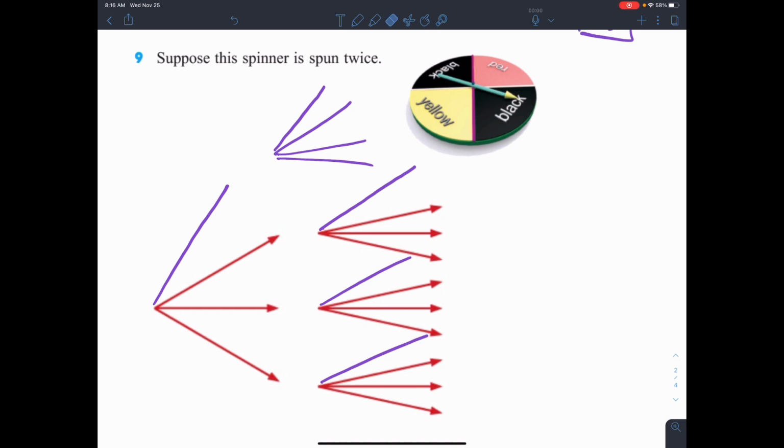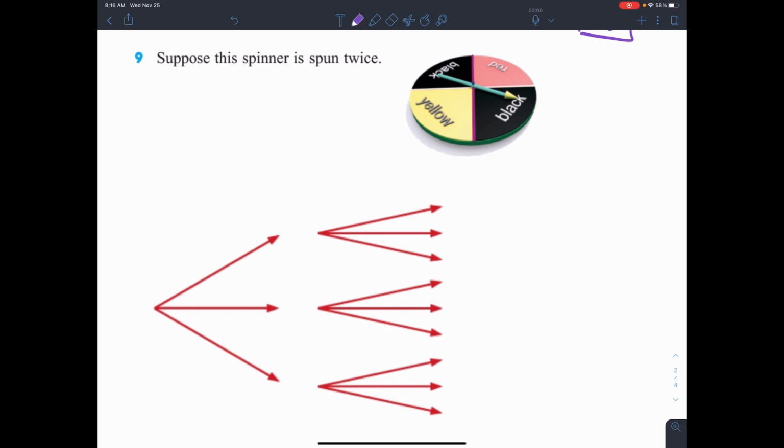Since we're looking at black, we don't care if we get this black or this black. So we're going to combine these just to make our life a little simpler, but it doesn't mean that we don't still have possibly 16 different scenarios, because the black scenarios are combined with each other. So here's what we're going to do. We're going to label these black, yellow, red. We've got black, yellow, red, black, yellow, red, black, yellow, red.